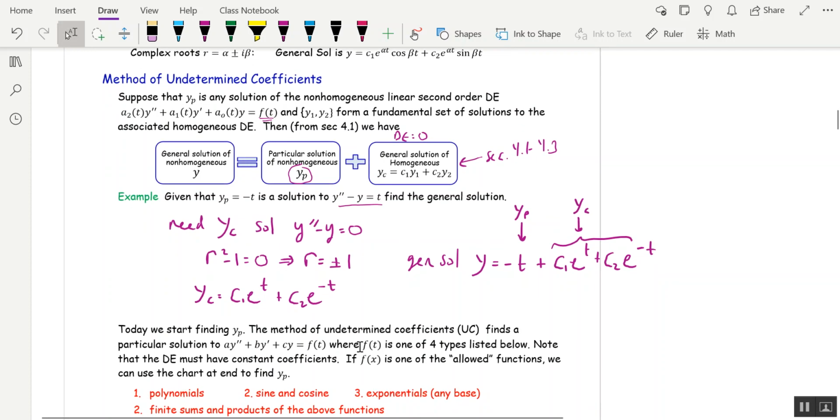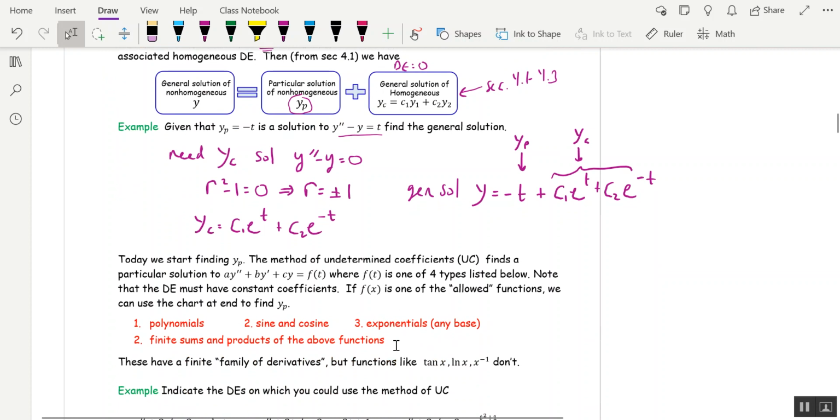Okay, so the method of undetermined coefficients. First of all, it can only be used on differential equations with constant coefficients, a, b, c. Second of all, the non-homogeneous part, the f of t, the driving function, can only be a certain type of function. It has to come from this list: a polynomial, sine or cosine, any exponential, or a finite sum or product of those 3.